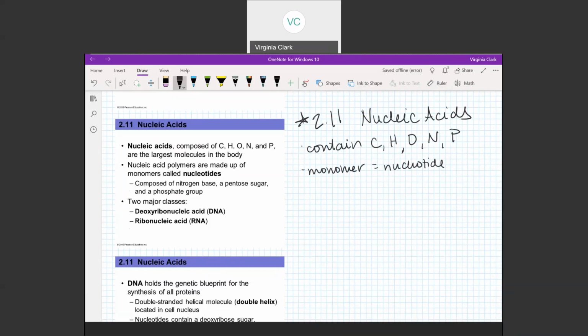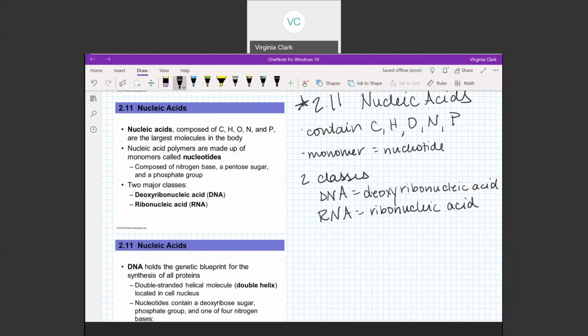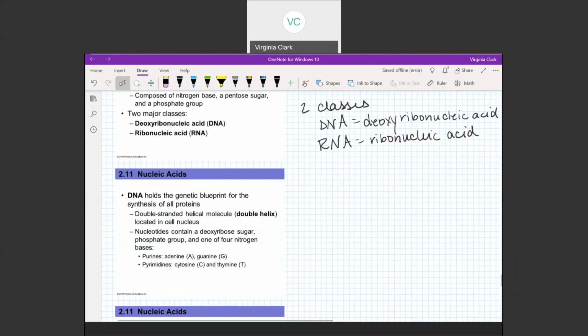So this nucleotide, there's going to be a couple different kinds. There are two classes of nucleic acids, and they are going to be DNA, which stands for deoxyribonucleic acid, and RNA, which stands for ribonucleic acid. So DNA and RNA. You do need to be able to spell and know deoxyribonucleic acid and ribonucleic acid. So we're going to start with these. DNA.